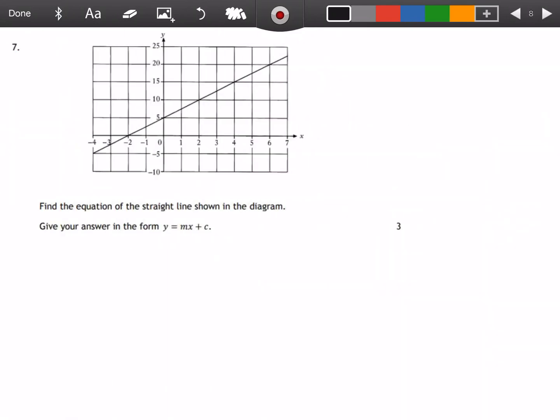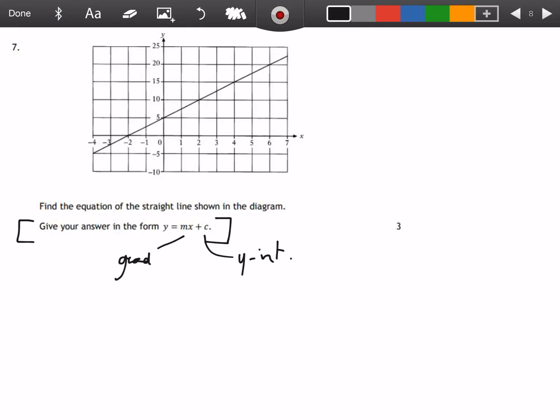Number 7, find the equation of the straight line and give your answer in the form y equals mx plus c. That wee bit there, they don't normally write that down, but they're giving you a wee hint. Find the equation of the line. So y equals mx plus c, remember the gradient. We need to find the gradient. I'm not going to use the gradient formula because I've got a diagram and c is the y-intercept.